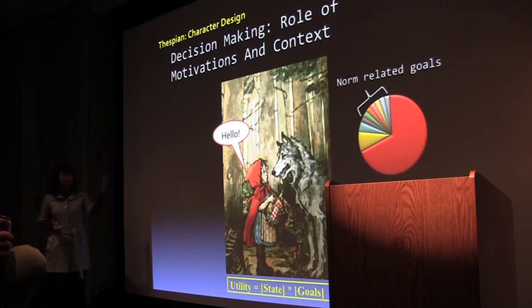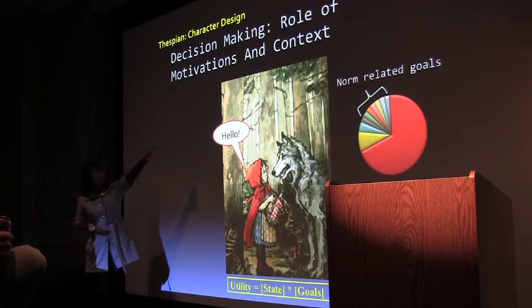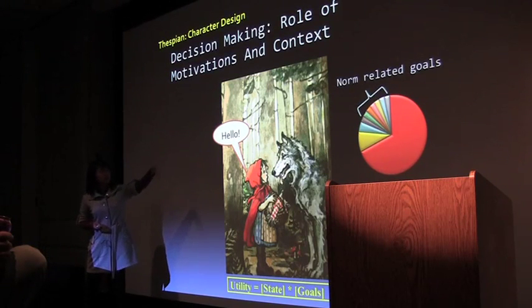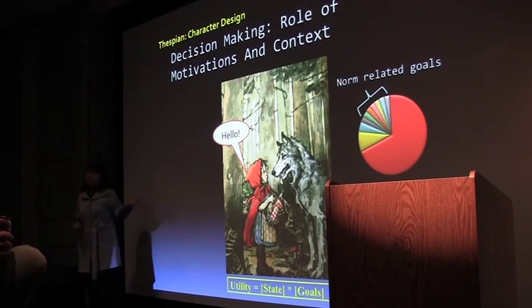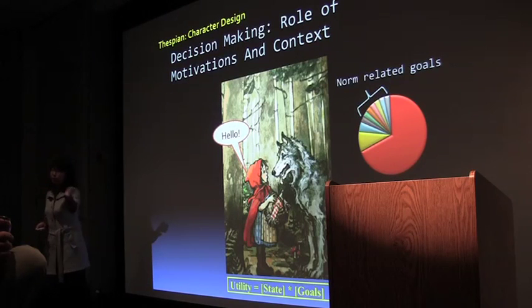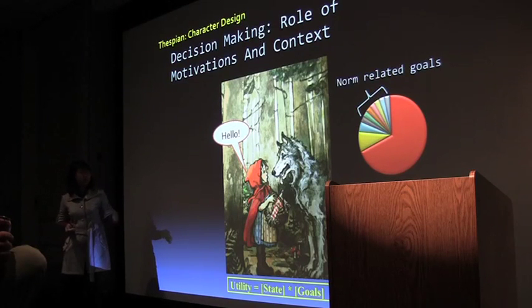So this decision reflects his motivation, and it also reflects the context. For example, in the previous slides, the woodcutter was close by. If the woodcutter is not there, the wolf will anticipate different consequences for eating Little Red Riding Hood. In fact, in this case, he might as well just eat her.